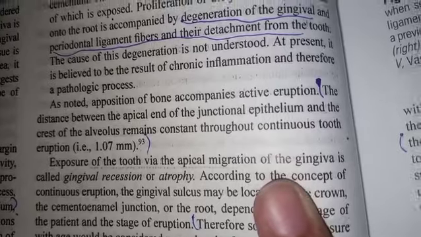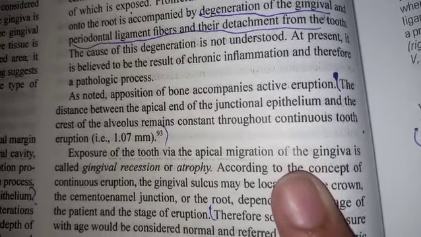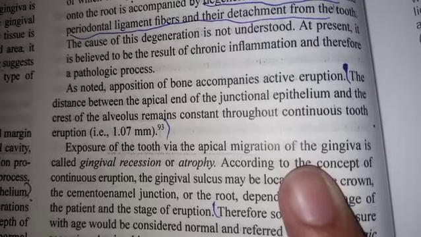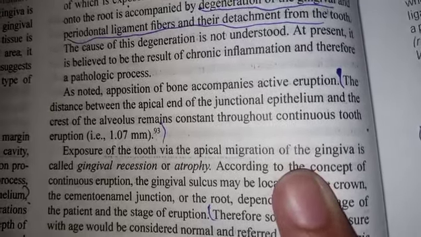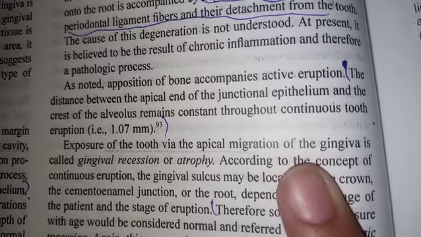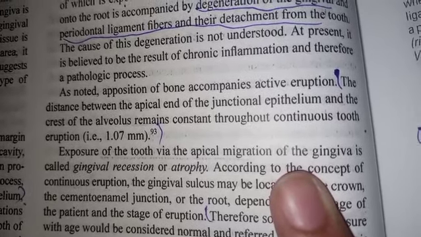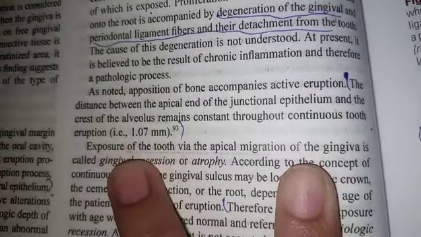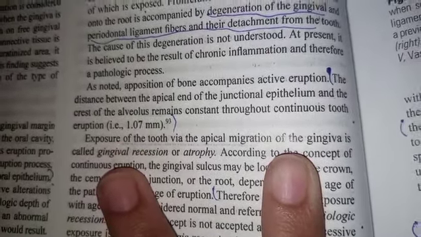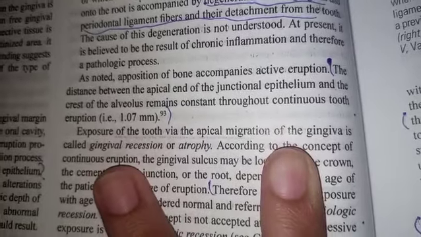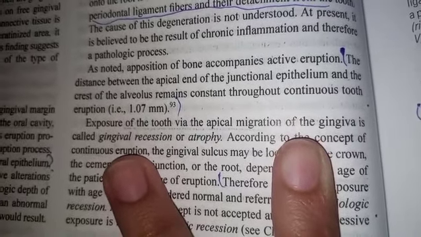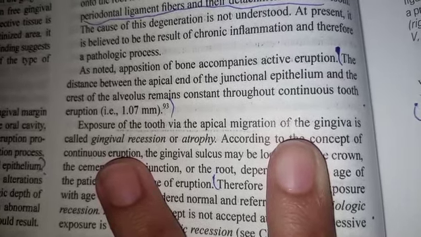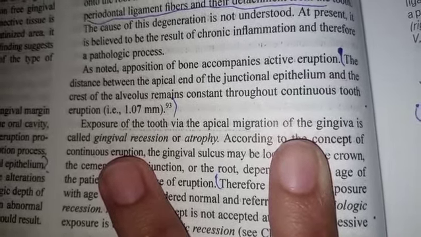Throughout tooth eruption, the distance between the apical end of the junctional epithelium and the crest of the alveolus basically remains constant, which is 1.07 millimeter. The exposure of the tooth by the apical margin of the gingiva is called gingival recession or atrophy. When the tooth is exposed by the apical margins of the gingiva, it is known as gingival recession or atrophy.